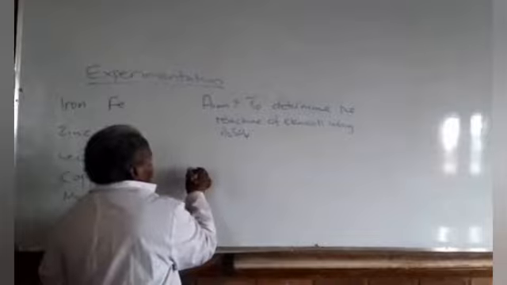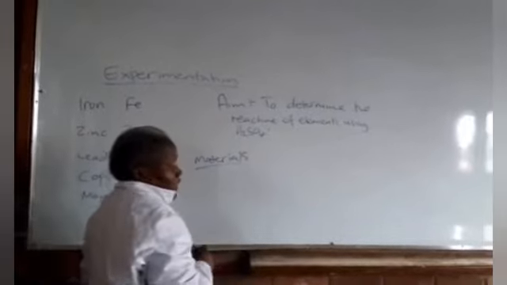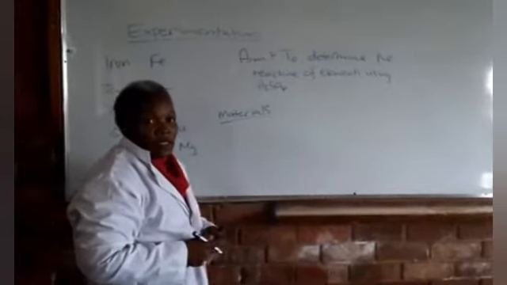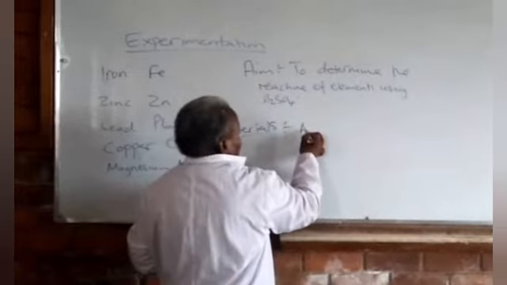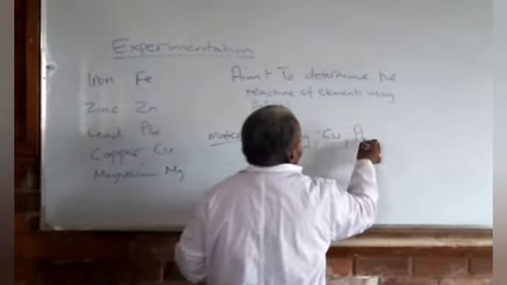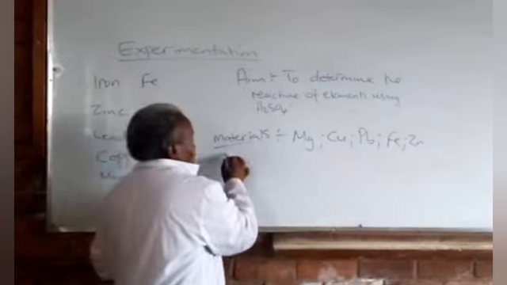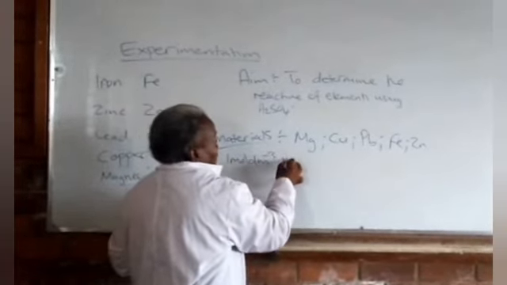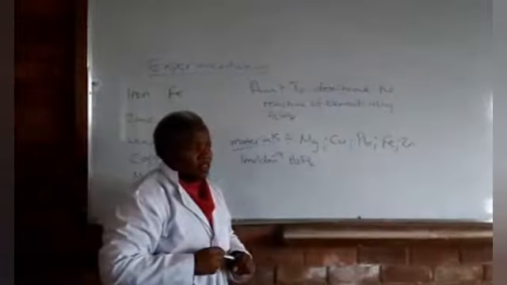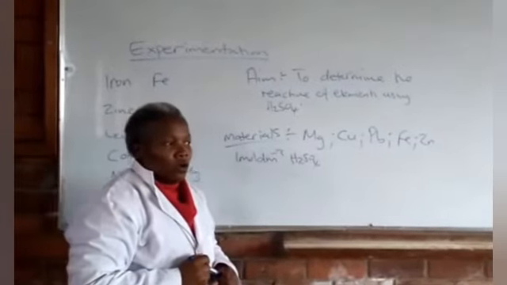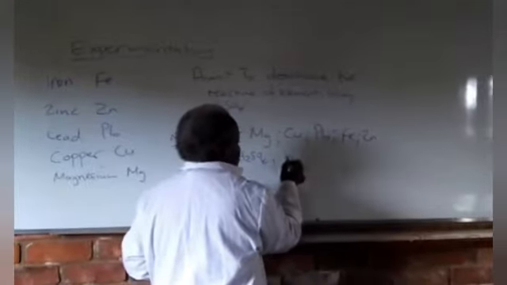From our aim, we must now be able to look at the materials that we will require in order to perform this task. Definitely we need the metals: magnesium, copper, lead, iron, and zinc. Then we need our 1 mole per decimetre cubed sulfuric acid. And for the other apparatus, where can we carry out the experiment? We can use test tubes, and this time I'm going to use boiling tubes.